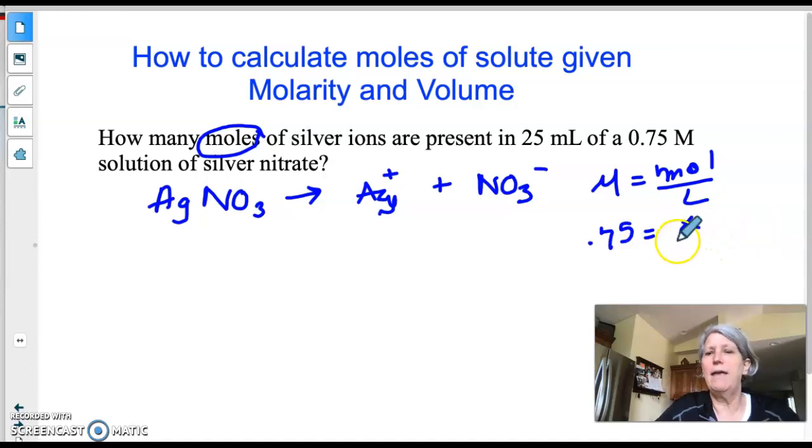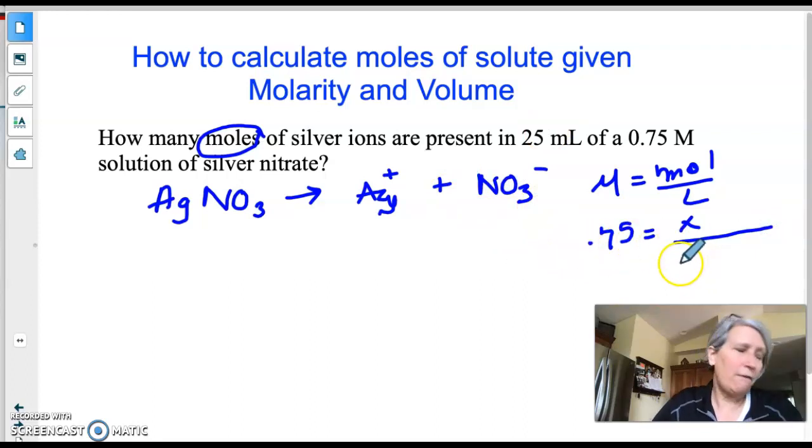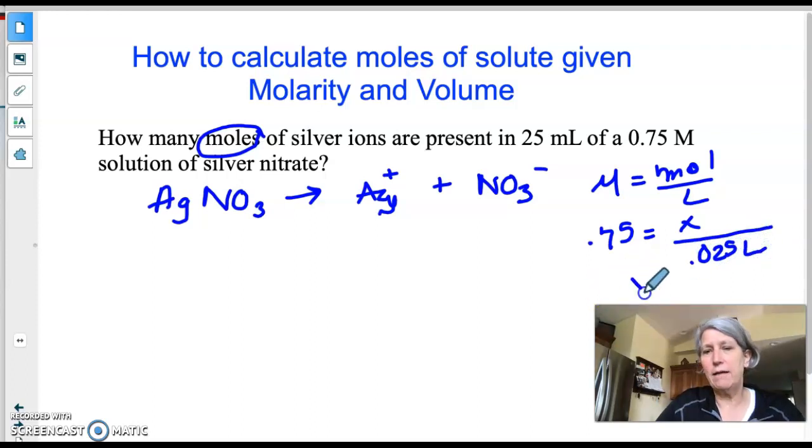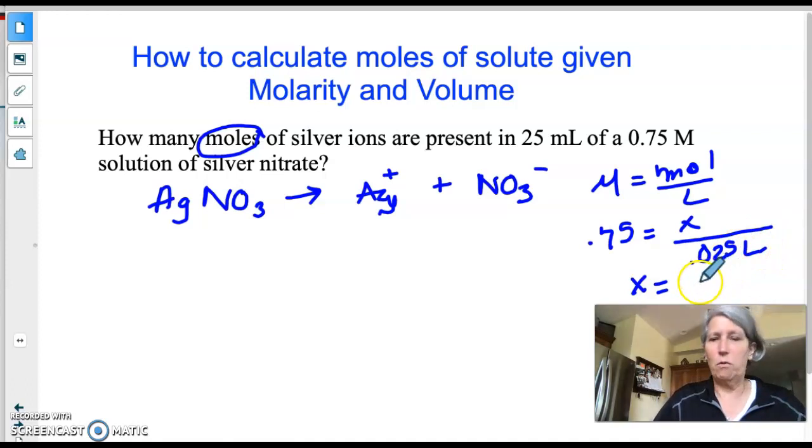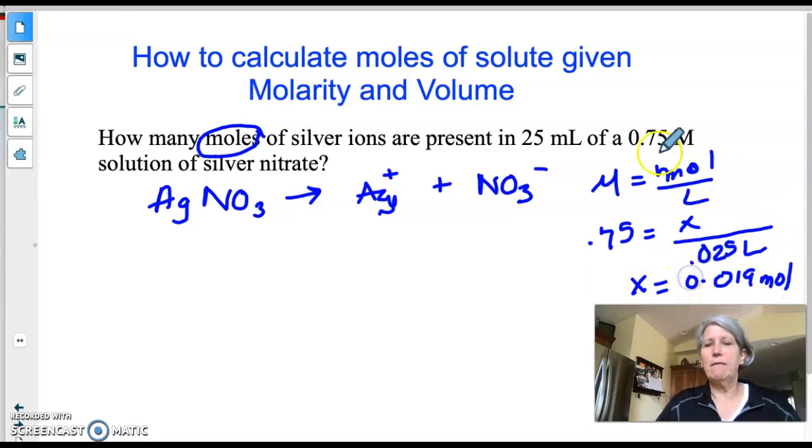So that's the numerator. And then that milliliters has to be in liters. So 25 milliliters is 0.025 liters. And when I do that work, X here is going to end up being 0.0190 moles, with 2 sig figs. So 0.019 moles. That is how many moles I would have in 25 milliliters of a 0.75 molar silver nitrate solution.